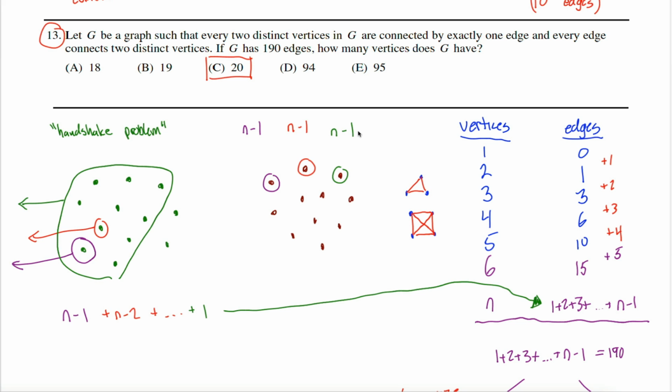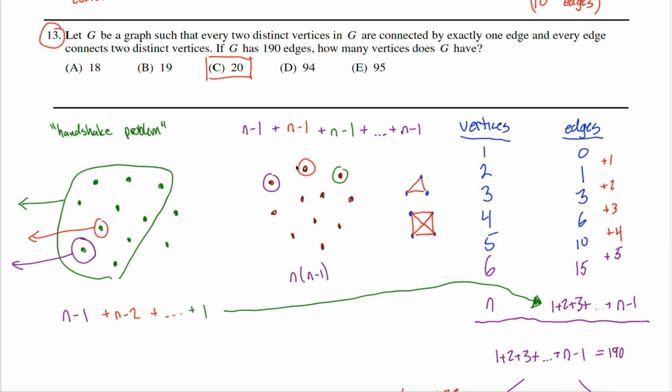We're going to have a whole bunch of N minus 1s. How many N minus 1s are we going to have? Well, each of the N people in the room are going to be the special person at some point. So we're going to have N of these N minus 1s. But wait, you cry out. There's a problem. These aren't distinct handshakes.